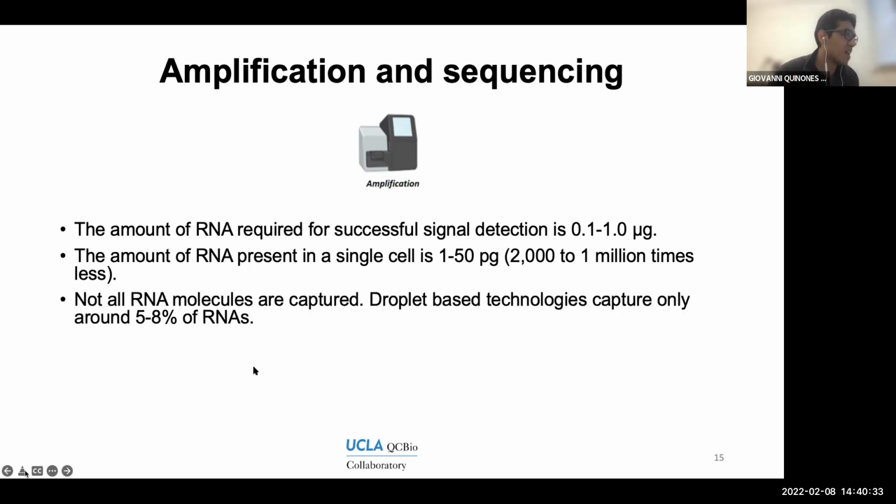There is another factor, that not all RNA molecules get to be captured. And this will also vary a lot depending on the type of cell isolation approach or library preparation protocol that you're using. But every one of these technologies has a certain rate associated with it. And in the case of the droplet-based technologies, they roughly manage to rescue 5 to 8% of the total RNAs that are present.